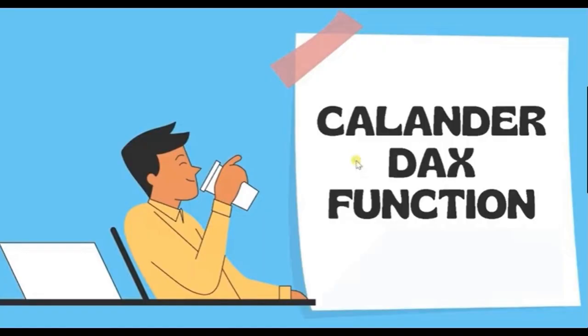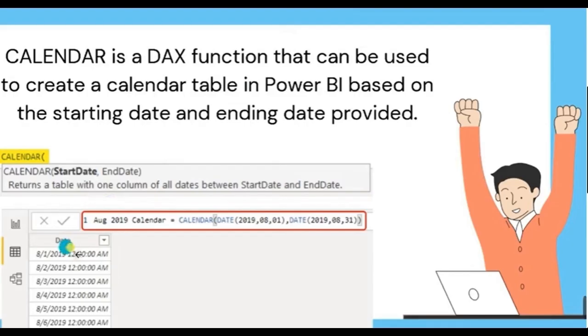Now, what is the CALENDAR DAX function? CALENDAR is a DAX function that can be used to create a calendar table in Power BI based on the starting date and the ending date provided. We can write it like CALENDAR(start date, end date), and it returns a table with one column of all dates between the start date and end date.